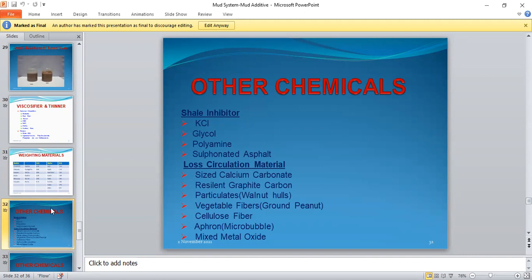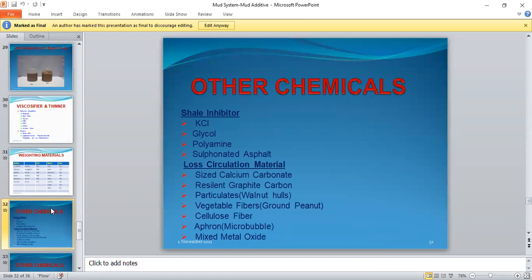Viscosifiers will carry your cuttings out. Barite gives you pressure control, hydrostatic pressure and weight. It controls the formation pressure. Thinners, if your viscosity is too high, you control it. What will increase your viscosity? Those same cuttings, those solids that you're removing from the formation.